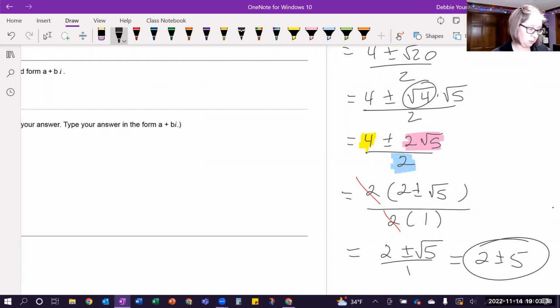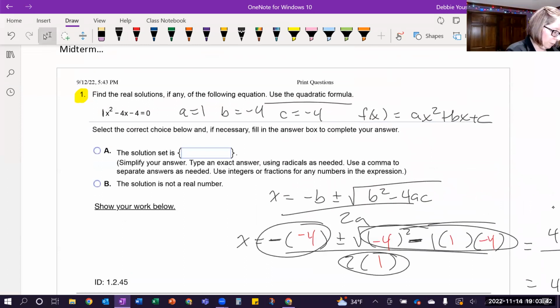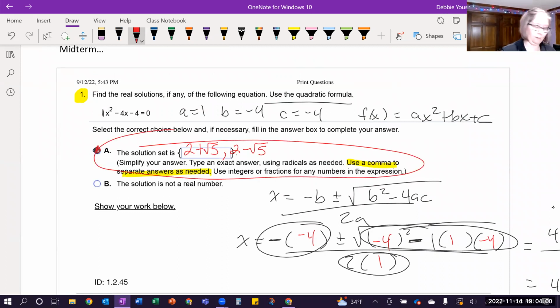So those should be your answers, which would go up here in option A. And it says to use a comma to separate answers as needed. So I would put 2 plus square root of 5, comma, 2 minus square root of 5 for my answer and select A. Okay, so that takes us to the end.